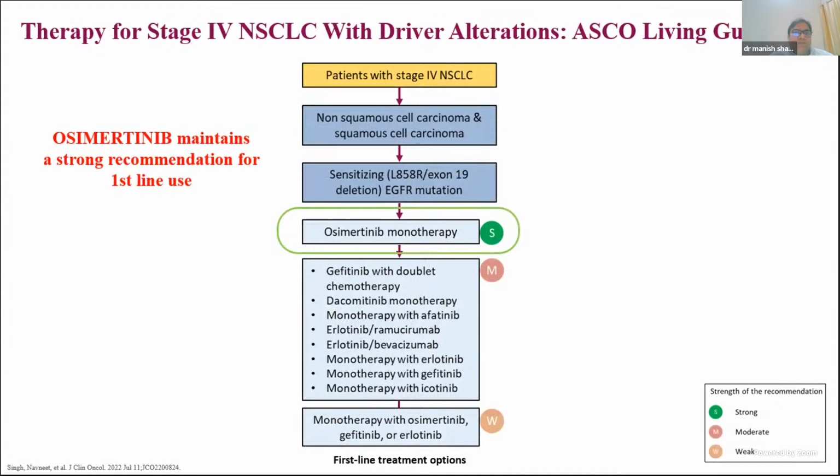For the therapy of stage 4 NSCLC with driver mutation, these are the ASCO guidelines. If a sensitizing EGFR mutation is present, osimertinib monotherapy should be given, or the other treatments which have moderate strength of recommendation are gefitinib with doublet chemotherapy, dacomitinib monotherapy, afatinib, erlotinib plus ramucirumab, erlotinib plus bevacizumab, monotherapy with erlotinib, gefitinib, or icotinib. So these are the moderate strength of recommendation, while osimertinib is the strongest strength of recommendation.